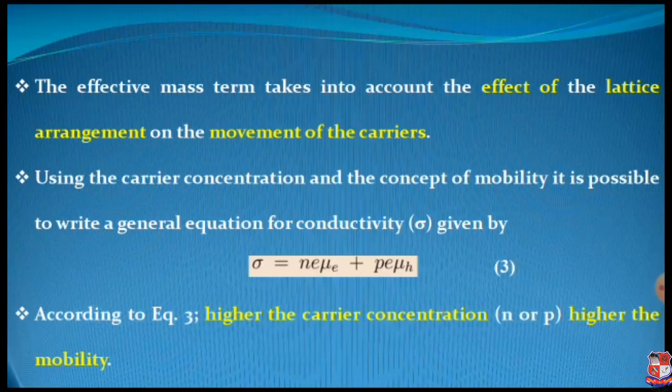Sigma is equal to n e mu_e plus p e mu_h, where n is the charge carrier concentration of electrons and p is the charge carrier concentration of holes. According to equation number 3, this is quite interesting: higher the carrier concentration, no matter whether electrons or holes, higher the conductivity.